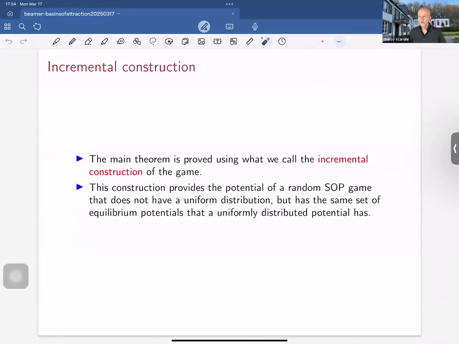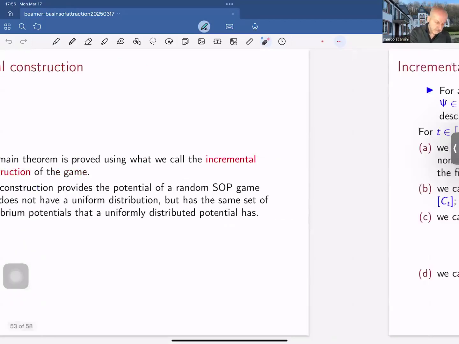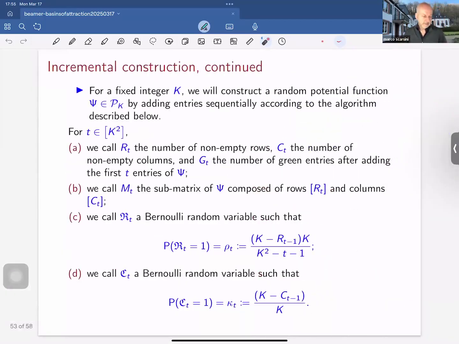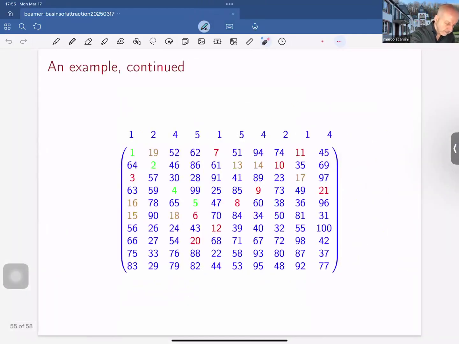So this is what we call the incremental construction. That produces a matrix that does not have a uniform distribution, but it has the same distribution as the matrix that I just showed you. It's quite complicated, but basically, we start by putting 1 here. Okay.